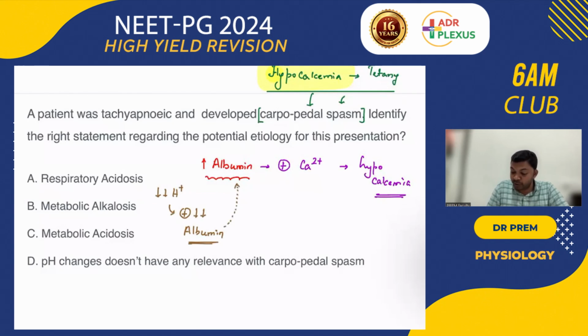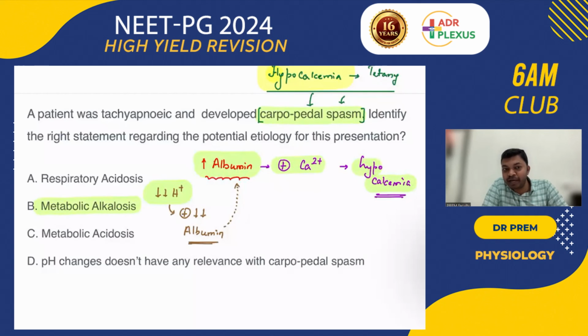So every time there is a drop in hydrogen, the hydrogen-albumin combination is not going to work out, and hence albumin will be more and more available. This available albumin will combine with calcium, leading to hypocalcemia, and that leads to carpopedal spasm. Decreased hydrogen is seen in metabolic alkalosis and not acidosis. So this can be respiratory alkalosis as well, Prasanna.